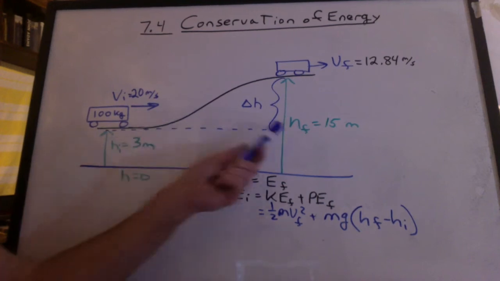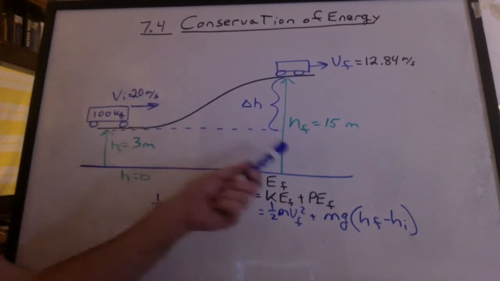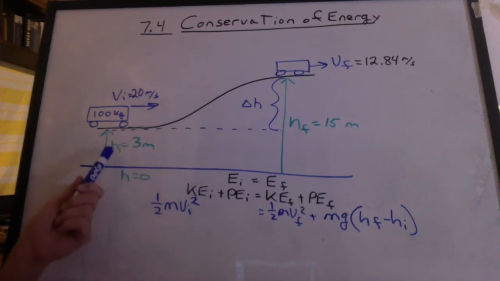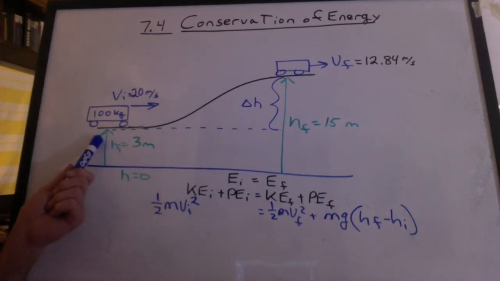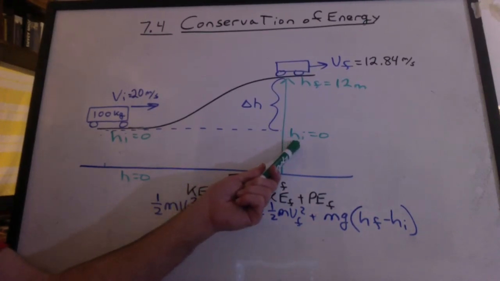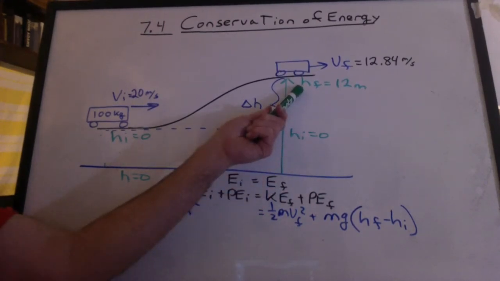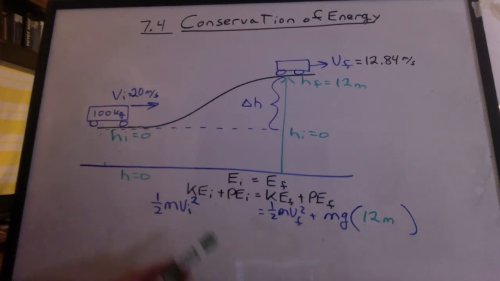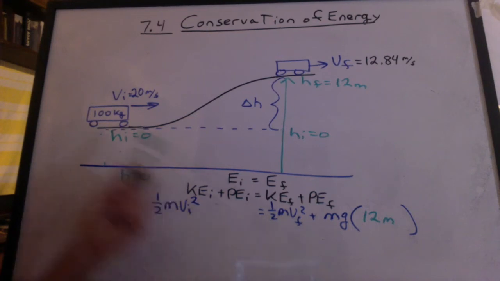If both the beginning and the final height were higher, or the beginning and the final height were lower, it's the difference that matters. So we can just as easily make the initial height 0, and just say the roller coaster went from a height of 0 to a height of 12 meters. And that's what would go in here. So it could save us a step just by drawing the diagram a little bit differently.